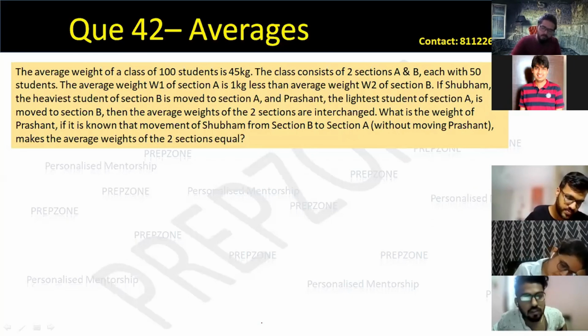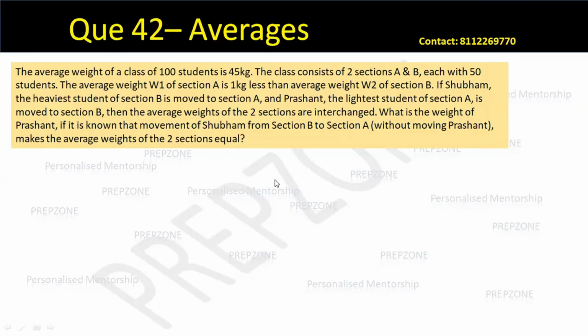Hint is start with finding the average weight of section A and section B individually. Okay, so see, what was given to us was the average weight of a class of 100 students is 45 kg. The class consists of 2 sections A and B, each with 50 students. Okay, one section is A, one is B, both have 50 students. Number of students are the same. Which means A and B's total average is 45 kg, right? A and B's average is 45 kg because the number of students are the same. So the average of A and B is 45 kg.